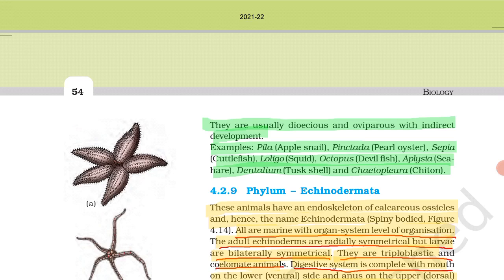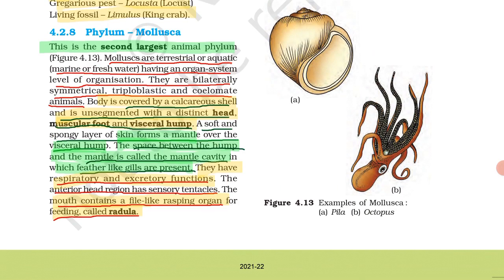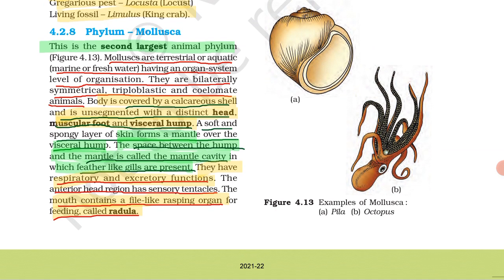So see the figure 4.13. A is Pila, and Pila is also called apple snail, and B is Octopus. Octopus is also called devilfish. Both are aquatic.